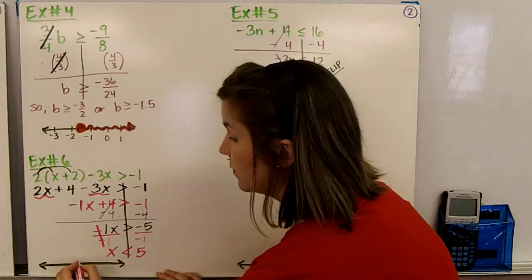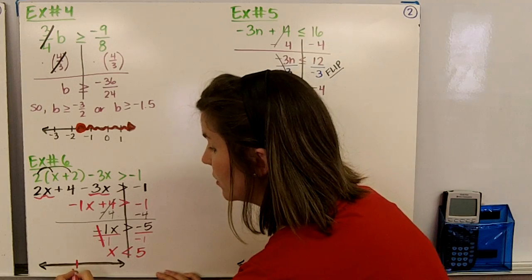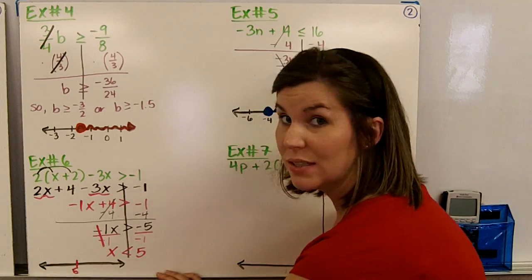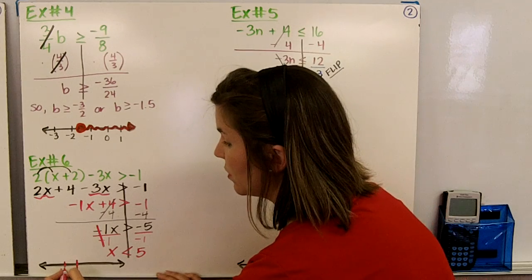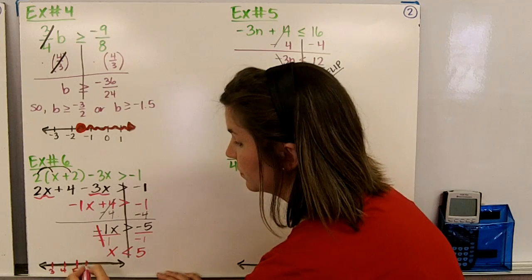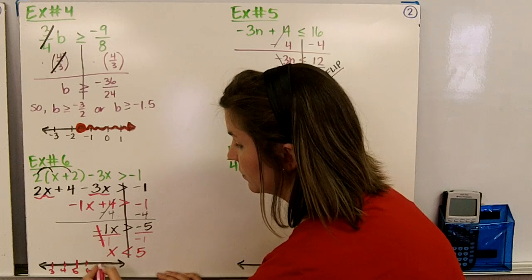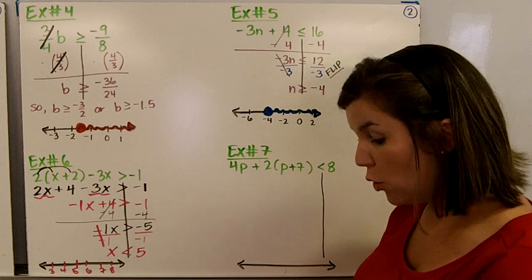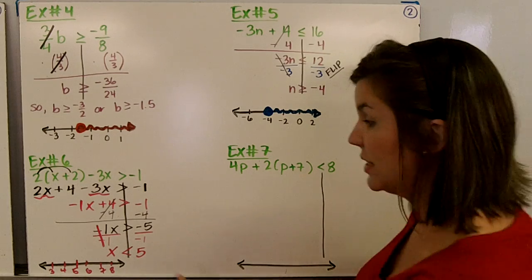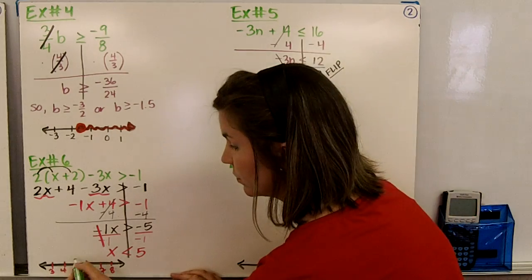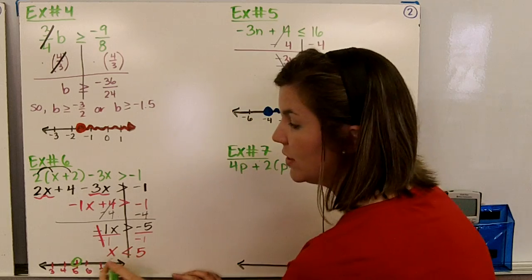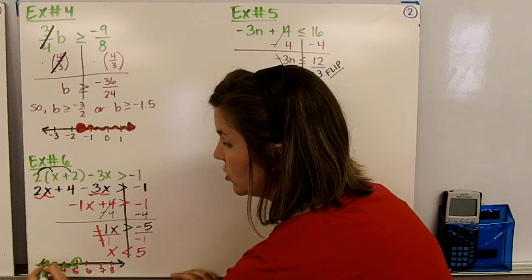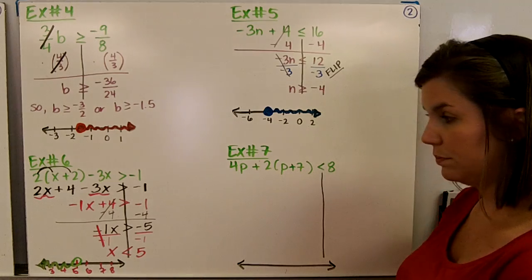Go to your number line, put 5 on your number line, put a couple numbers less than 5 and a couple numbers greater than 5. And shade. Now we're going to have an open circle at 5 because I don't have an equal to. And shade everything less than. So shade to the left on this one.